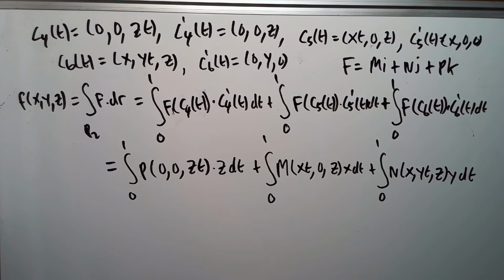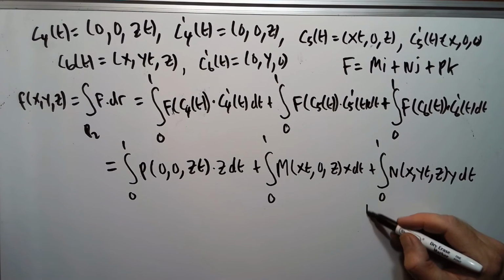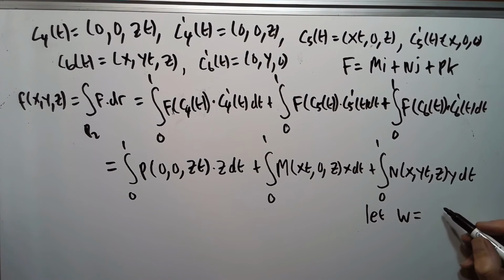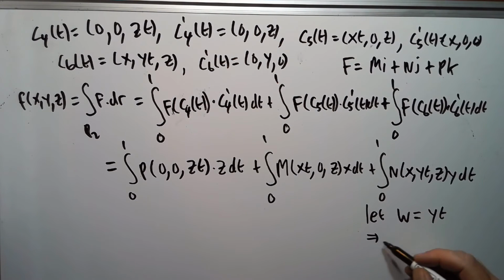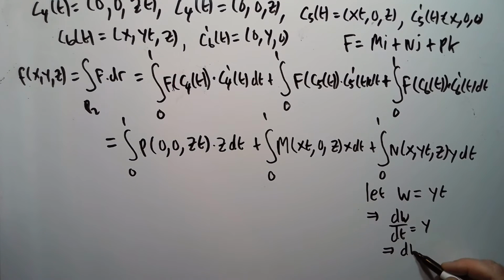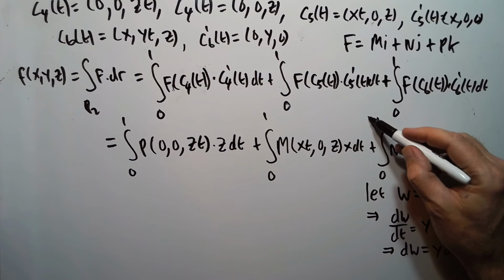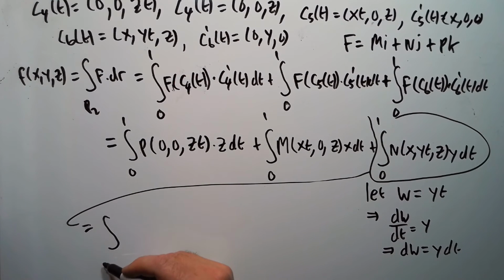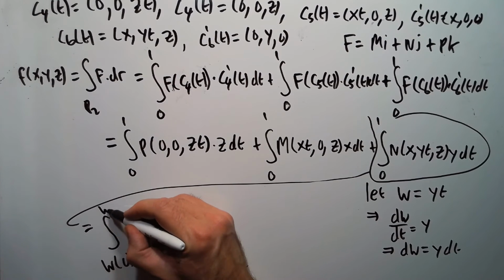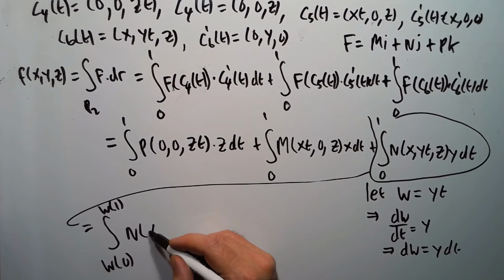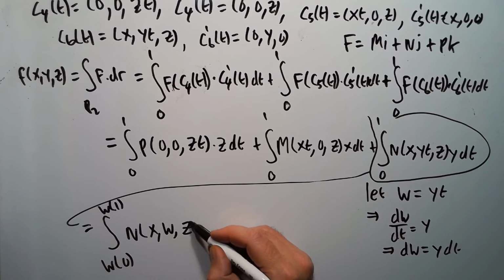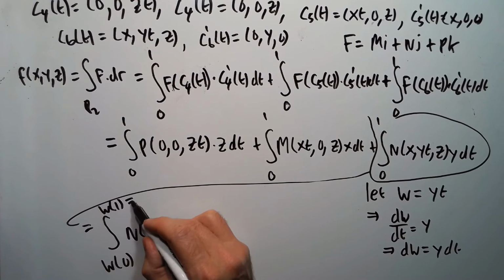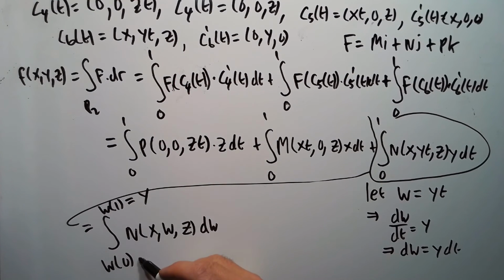dt. Okay, and we're going to make a substitution in this guy. Let W equal yt. Then dW/dt equals y, so dW equals y dt. So let's look at this guy here. Bring it over here. That guy would be the integral from W(0) to W(1) of N(x, W, z) dW, and W(1) is y, W(0) is 0.